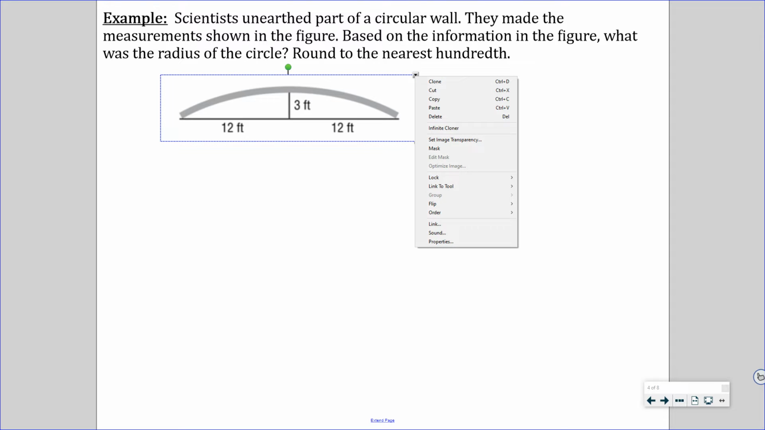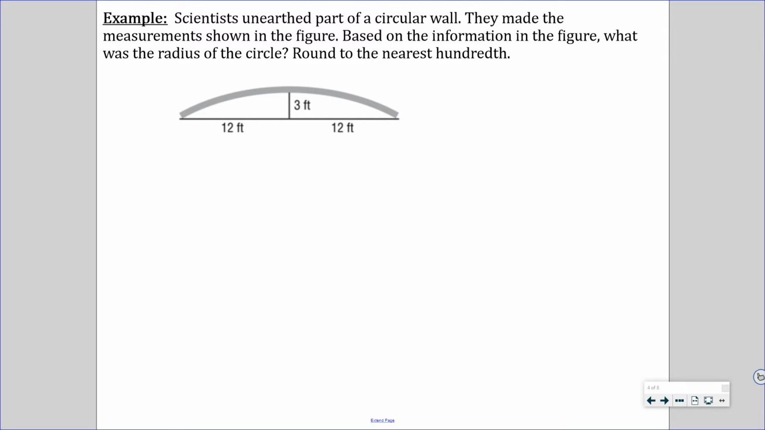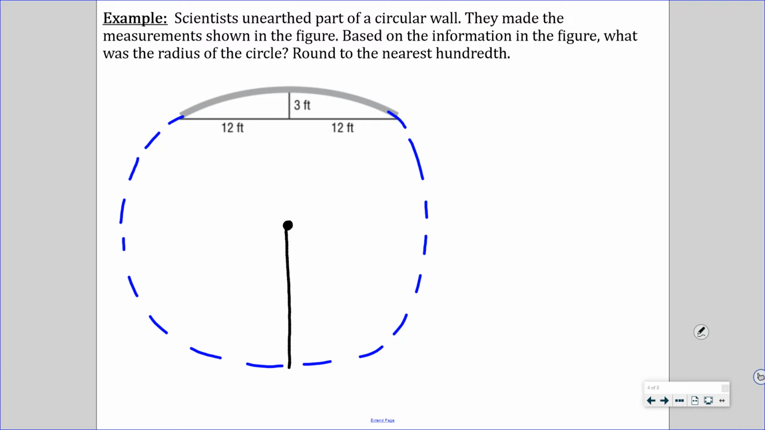Okay, so they're saying this forms a circle. And obviously, you're like, all right, this circle is going to be pretty big, if you even just draw this out here to make a circle. And we only unearthed part of it. Okay, everybody kind of visualize that a little bit? All right. So my center would probably be somewhere about here. And we want to know the radius.